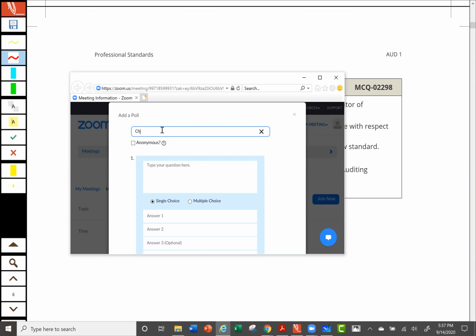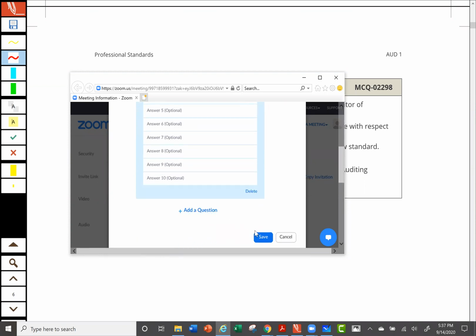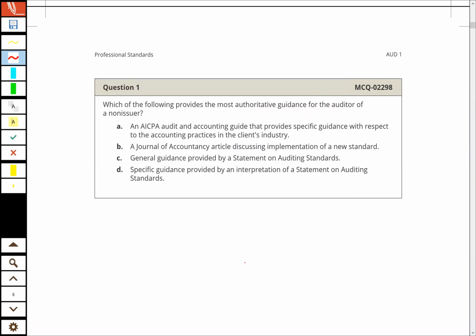So I'm going to make it multiple choice. Answer 1 will be A. Answer 2 will be B. Answer 3 will be C. CPA exam, 4 option questions. For your multiple choice questions, it's only 4 options. Okay, so let me go ahead and save that. Okay, I guess I can close that now. And poll.